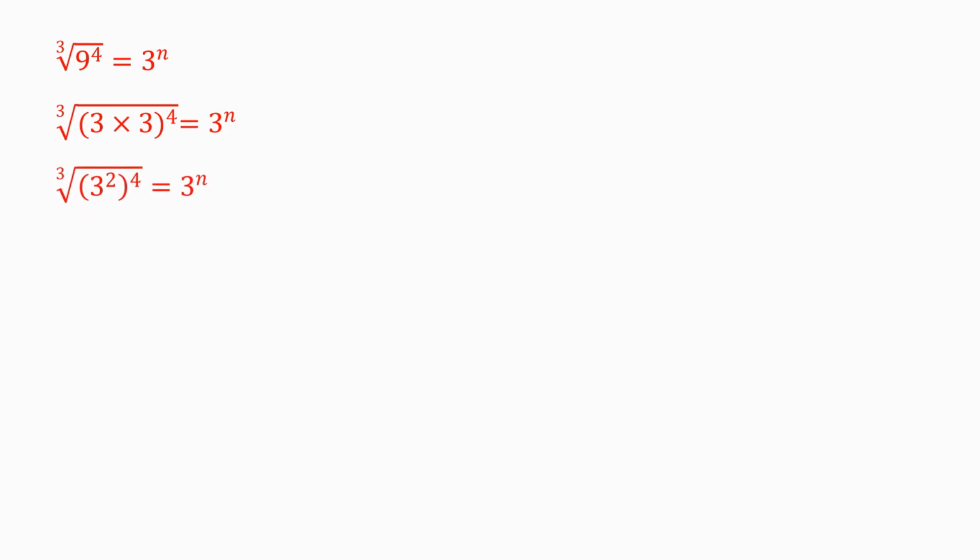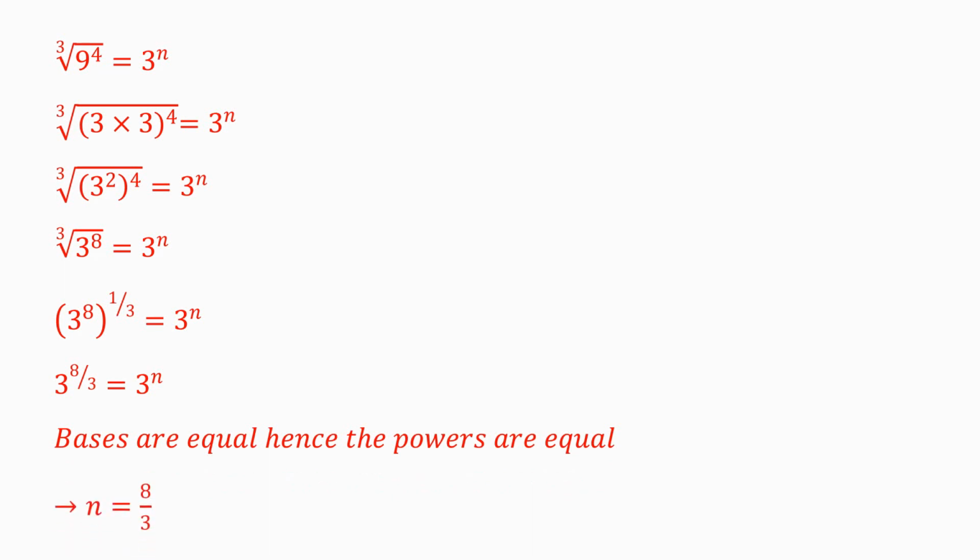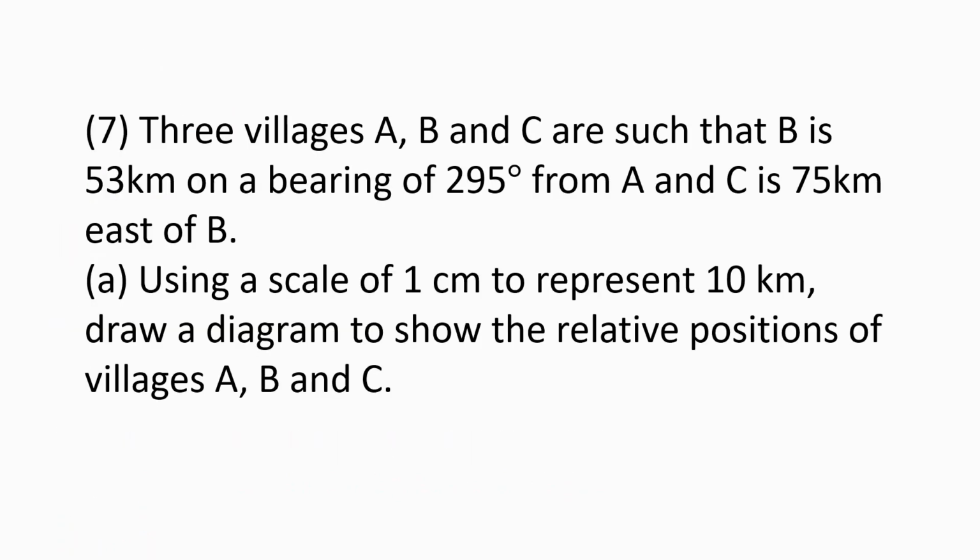So we have 3 squared raised to power 4, its cube root, is equal to 3 raised to power n. We open the bracket by multiplying the indices. We have the cube root of 3 raised to 8 is equal to 3 raised to n. Then the cube root can be rewritten as an index, which is a third. So we have 3 raised to 8 into a third is equal to 3 raised to n. Open the bracket, we have 3 raised to 8 over 3 is equal to 3 raised to n. And since the bases are equal, it means the powers are equal, hence n is equal to 8 over 3.